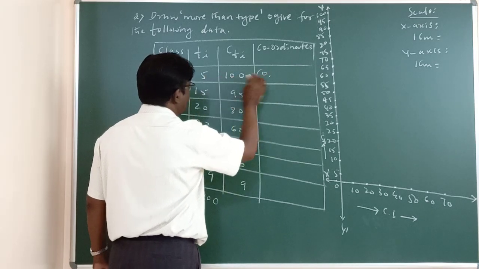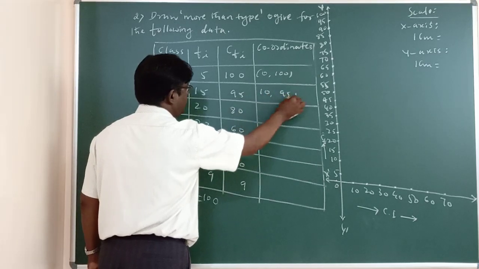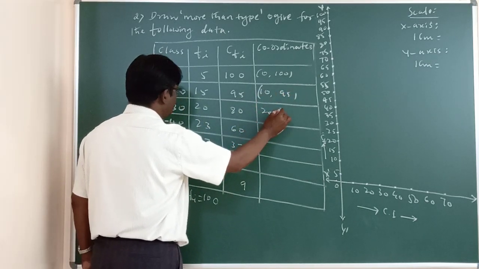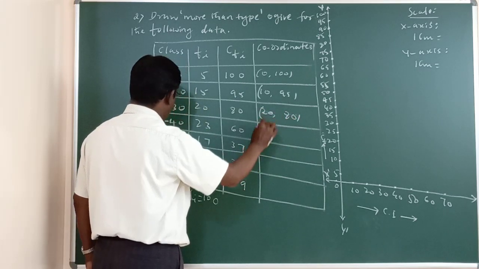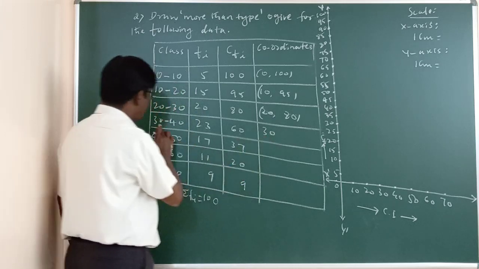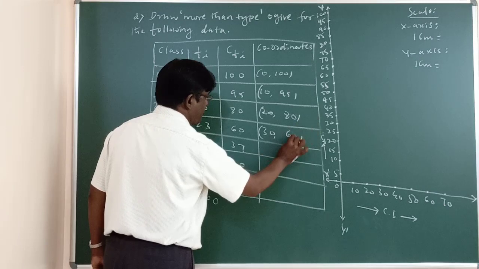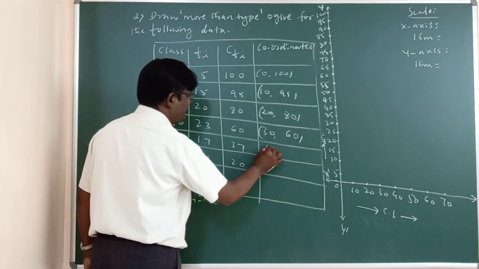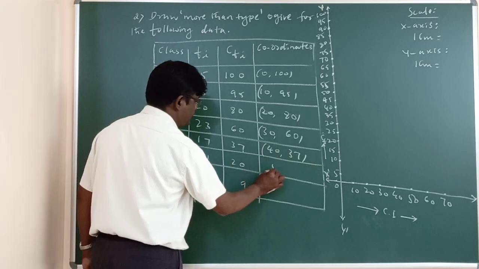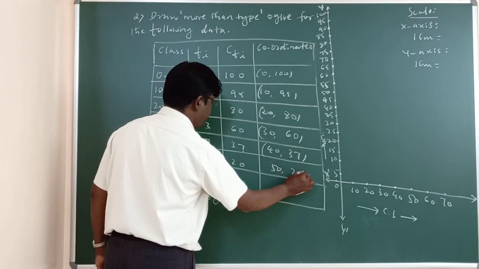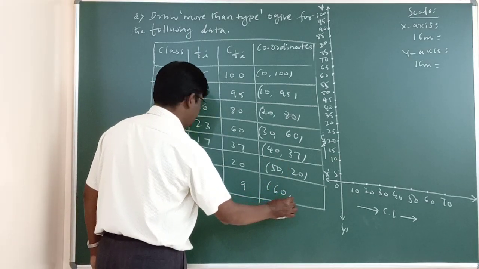0, 100, 10, 95, 20, 80. Then 30, lower limit, 60, 40, 37, 50, 20, then 60, 9.